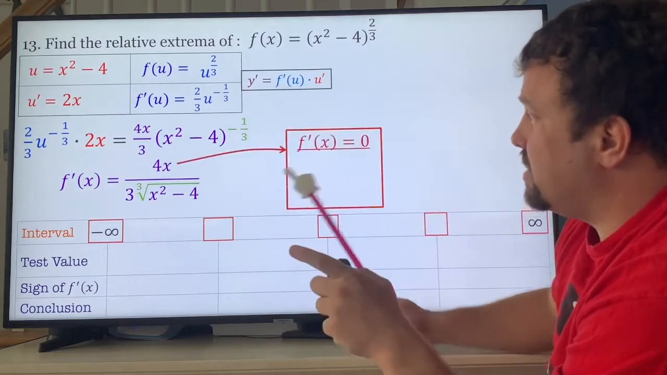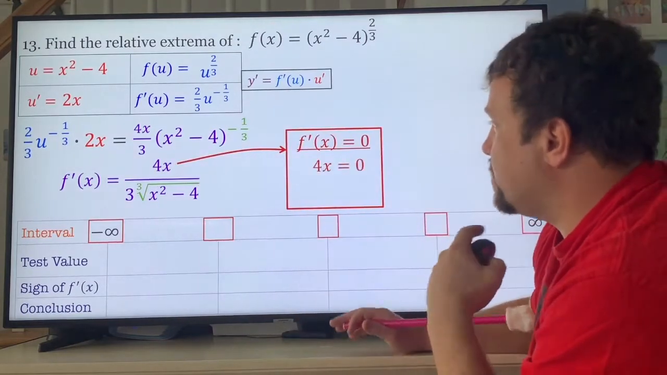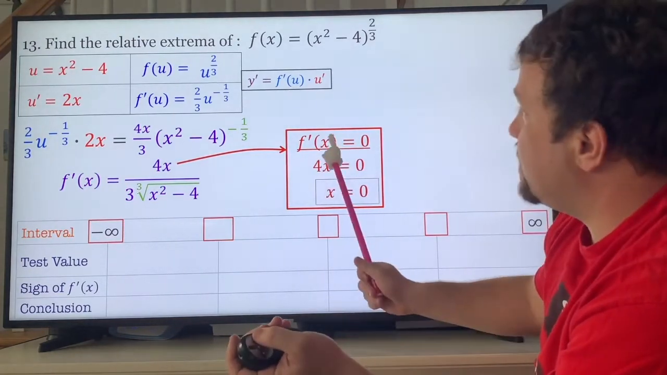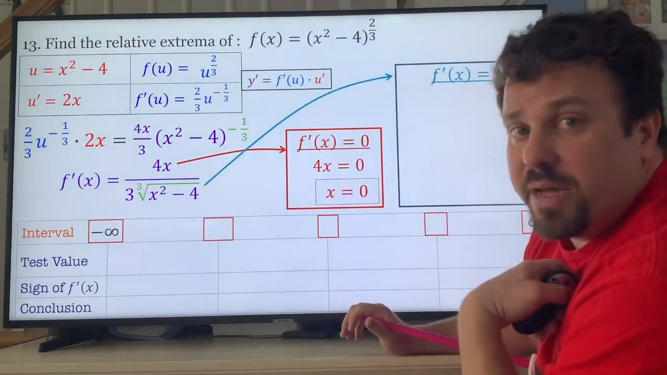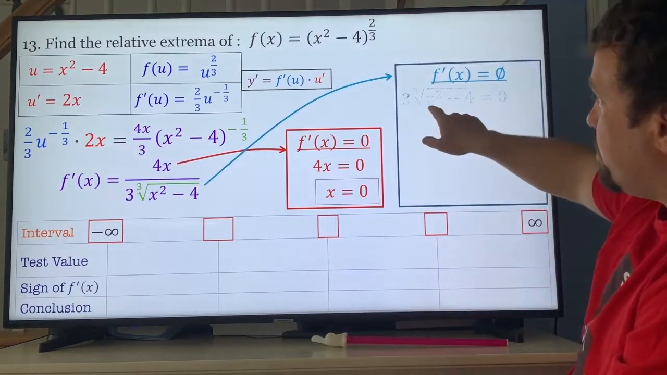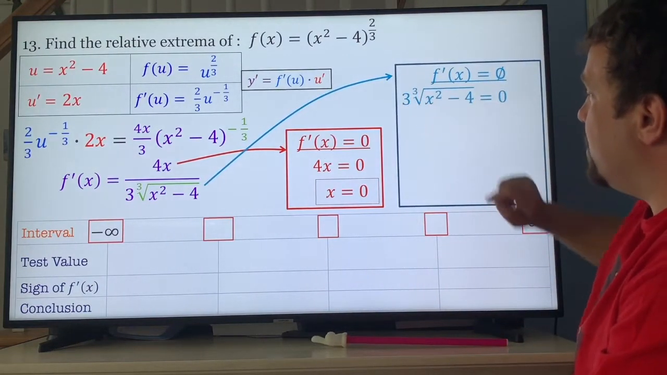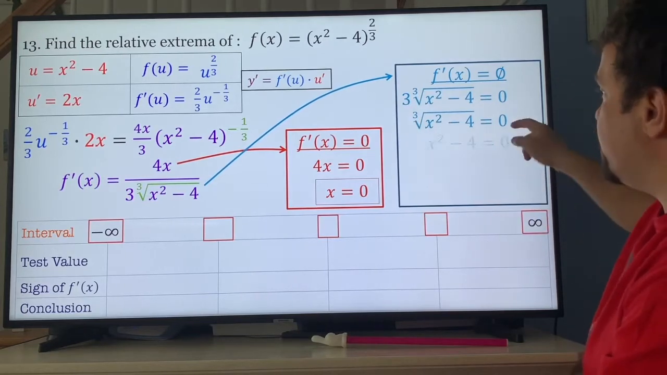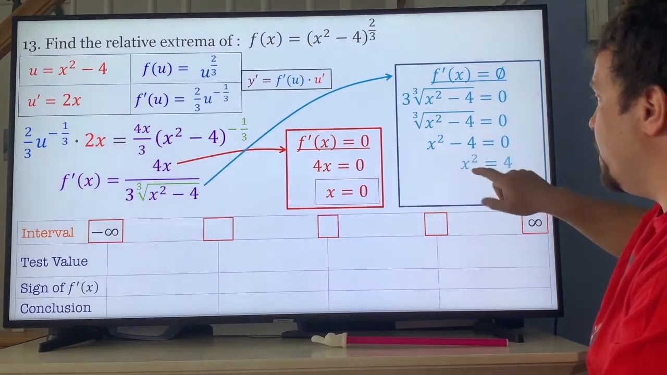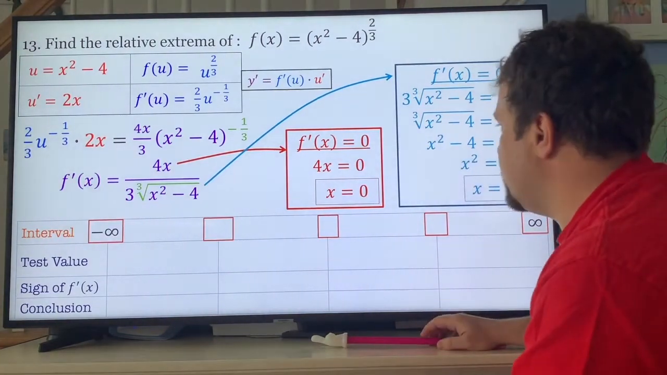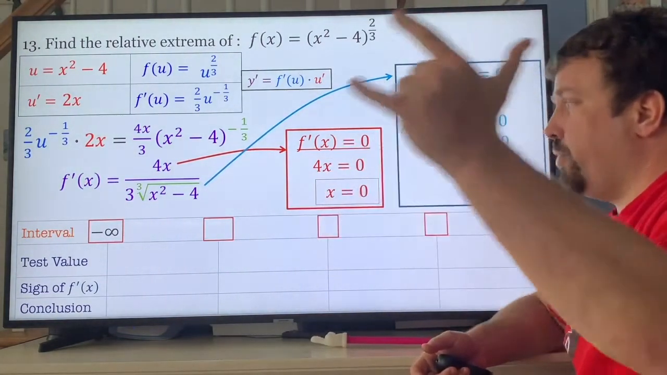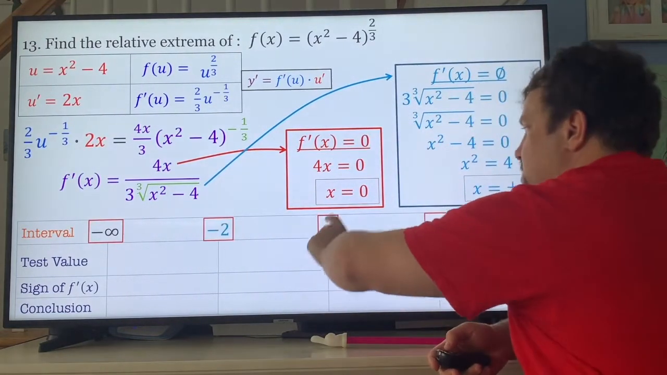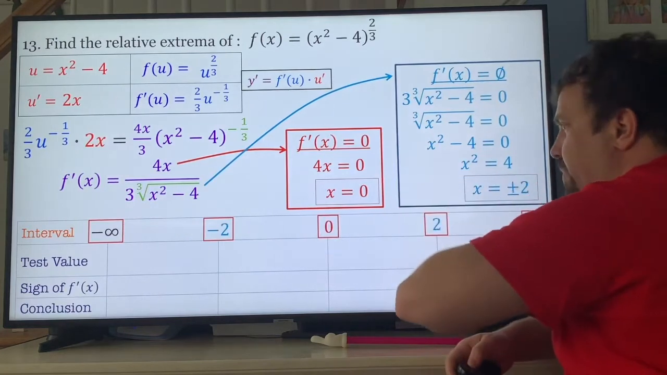First off, when it's 0, the numerator equals 0. So when does 4x equal 0? When x is 0. Now, when you make this undefined, you set the denominator equal to 0: 3 times the cubed root of x squared minus 4. Divide both sides by 3. Cube both sides. 0 stays the same. Now add 4. And the square root of 4 is plus or minus 2. So you have 1, 2, 3 critical numbers, and that's where they go. Negative 2 is the smallest, 0 is the middle, and then 2 is here.